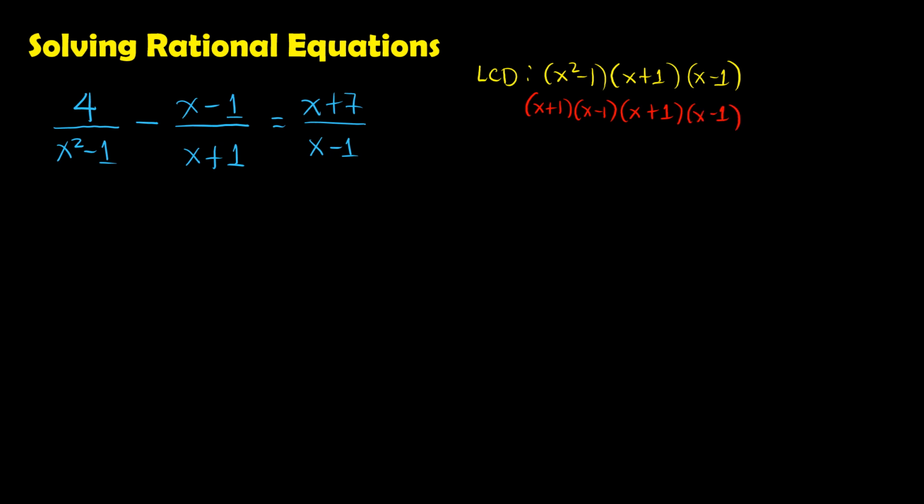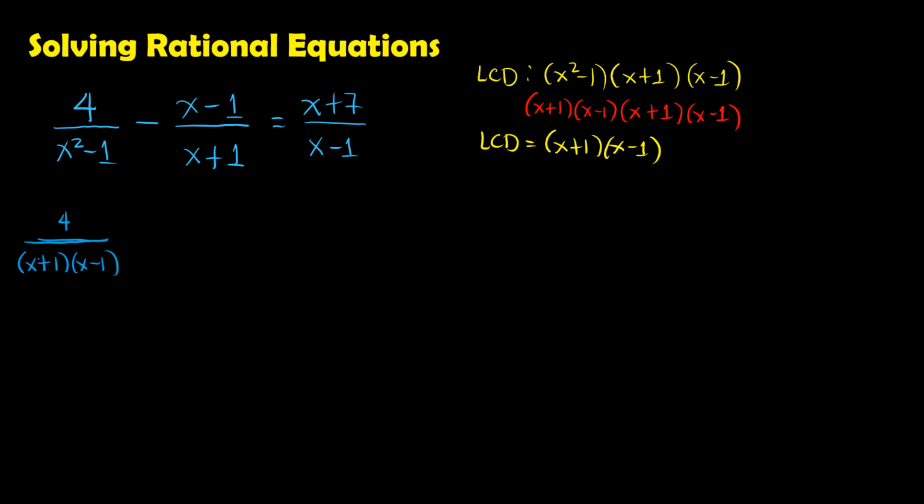Now, the question is, what is the LCD? To get the LCD, we simply get one of each. If we have two x plus 1 there, we only use it once. The same goes for x minus 1. Therefore, our LCD is x plus 1 and x minus 1. Now that we have our LCD, let's multiply it to our rational equation. So, we have 4 over x squared minus 1, but instead of using x squared minus 1, we can rewrite it as x plus 1 times x minus 1, since it's equivalent.